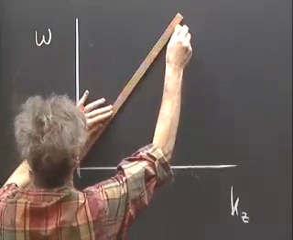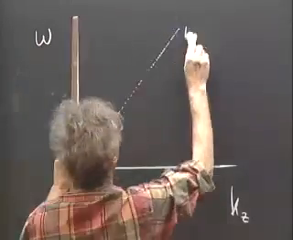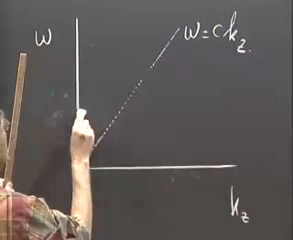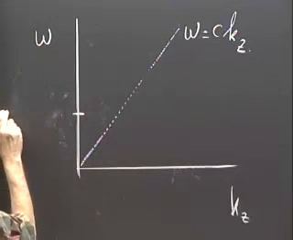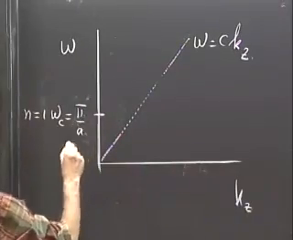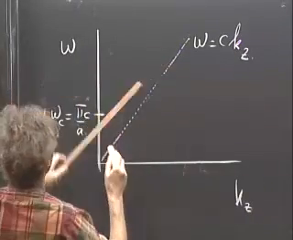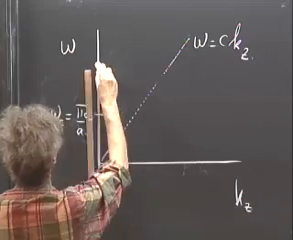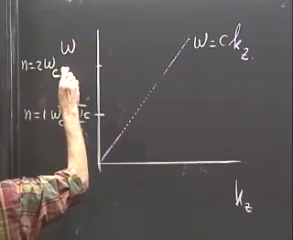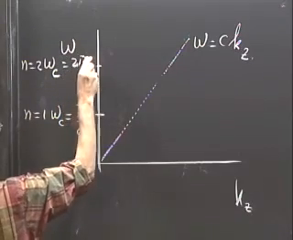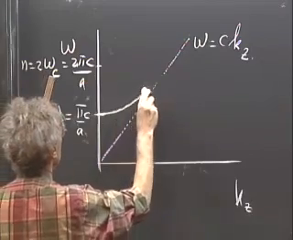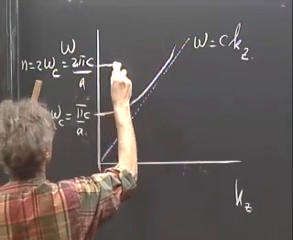Kz, omega. And here is your non-dispersion line. Omega is c times k. And here now is your n equals 1. Omega c equals pi divided by a times c. And here, exactly twice as high, is n equals 2, whereby omega c is 2 pi times c divided by a. And so I have one line here, and I have another line here.